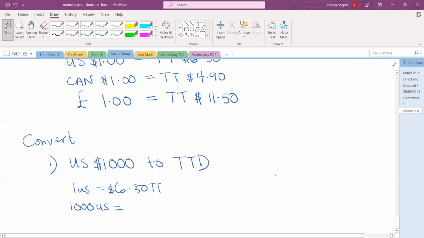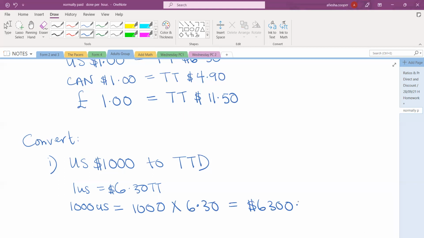Remember, even if you're not studying direct proportion and indirect proportion, $1 US is $6. So if you have 1,000, will you divide it? If you have 1,000 US, do you expect to get 500 TT with 1,000 US? No, right? Because you know that everyone is going to give you more. So you know that 1,000 US will be 1,000 multiplied by the 6.30. Yeah? Which will give me 6,300.